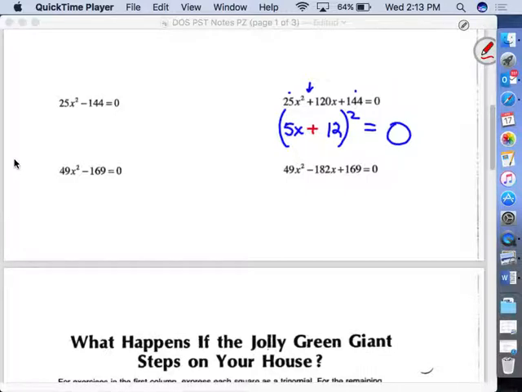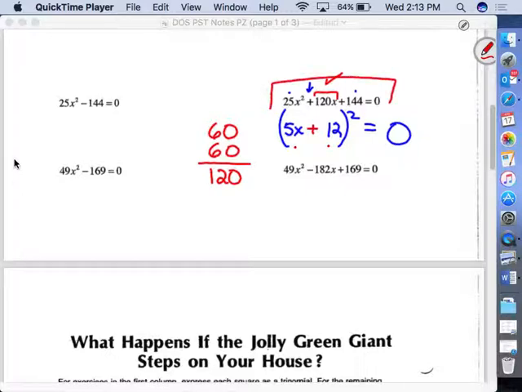I also need to check to make sure that 120 would be generated if I were to multiply this binomial times itself. A quick way to do that is to multiply 5 times 12, and that generates 60. Is the term in the middle 60 plus 60, or 120? If it is, then 5x plus 12 squared, or 5x plus 12 times itself, would be the factored form of the trinomial that's presented.